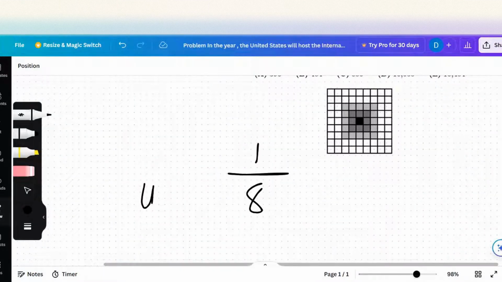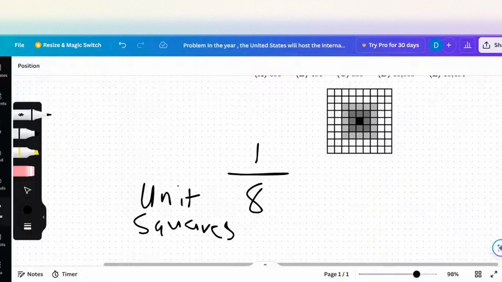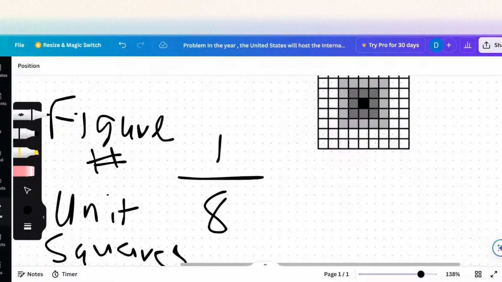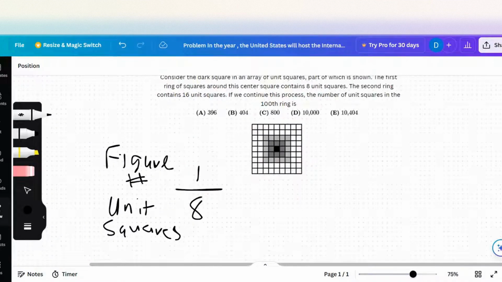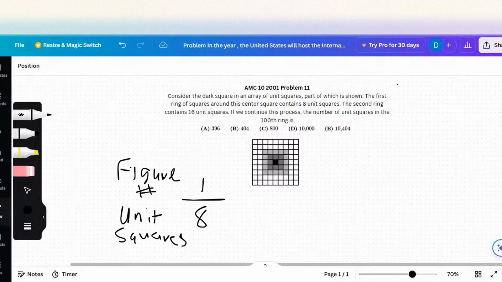So this is the number of unit squares, and this is the figure number. Okay, so figure number and unit squares. For the first figure, it has 8 unit squares. For the second figure, it has 16 unit squares.